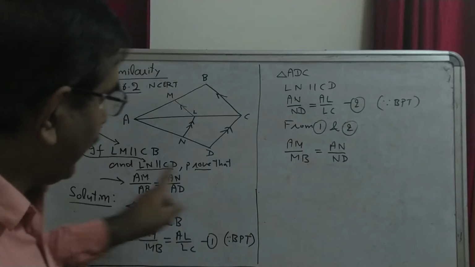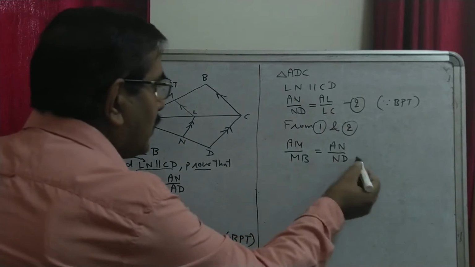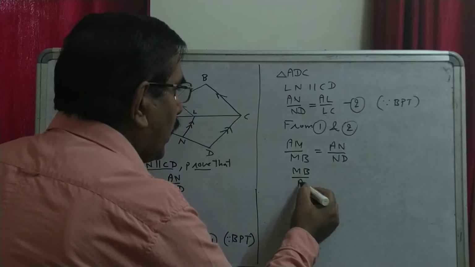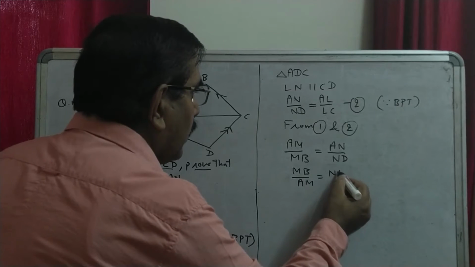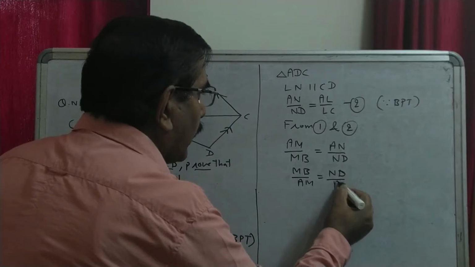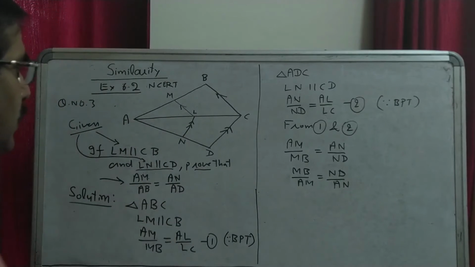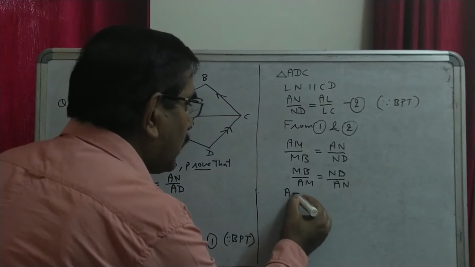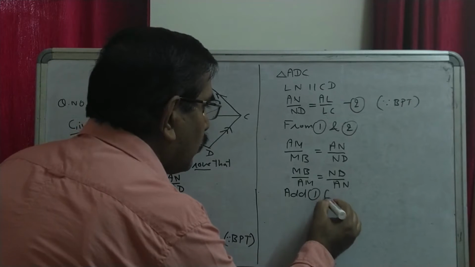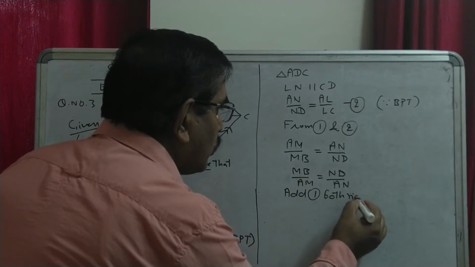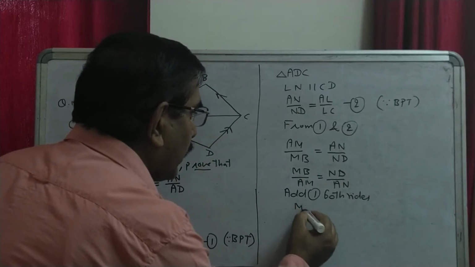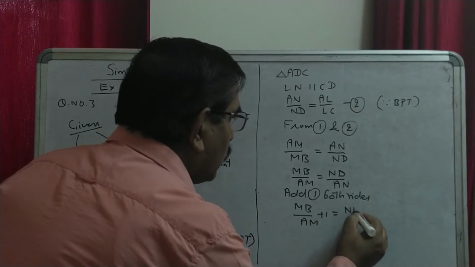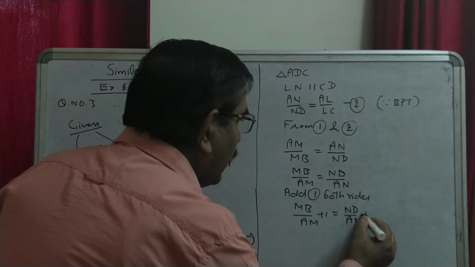So, what to do? To get this result, you just take the reciprocal of it. So what is the reciprocal of it? MB over AM is equal to ND over AN. In order to prove this result, I have taken the reciprocal of this. Now add 1 both sides. We can do that, children. So we are writing MB over AM plus 1 is equal to ND over AN plus 1.